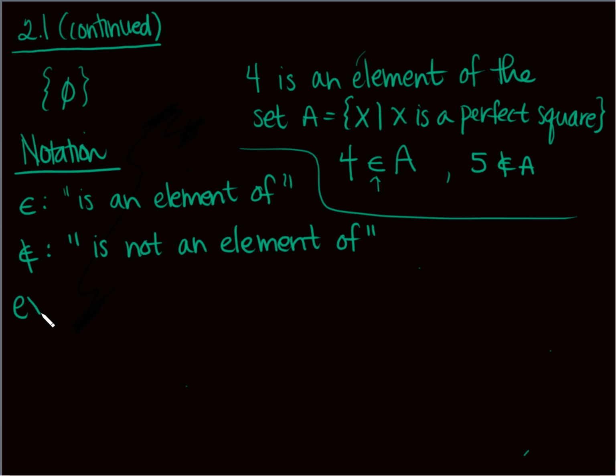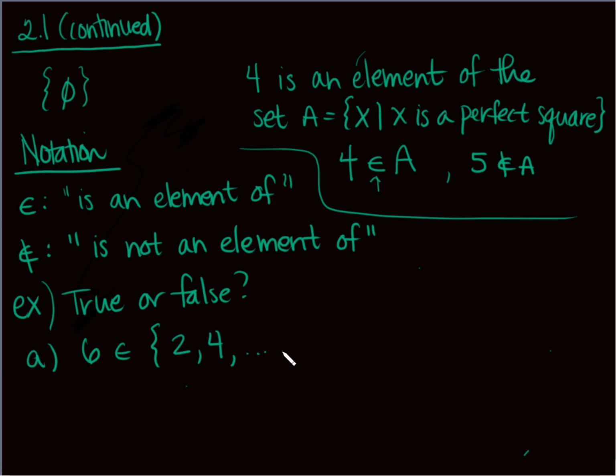So let's look at a couple of examples. My question here is true or false for each example. The first one: is 6 an element of this set, 2, 4, dot, dot, dot, 98, 100? Thank goodness for the dot, dot, dot. Okay, let's look at B. We'll consider each of these. 4 is not an element of this set.